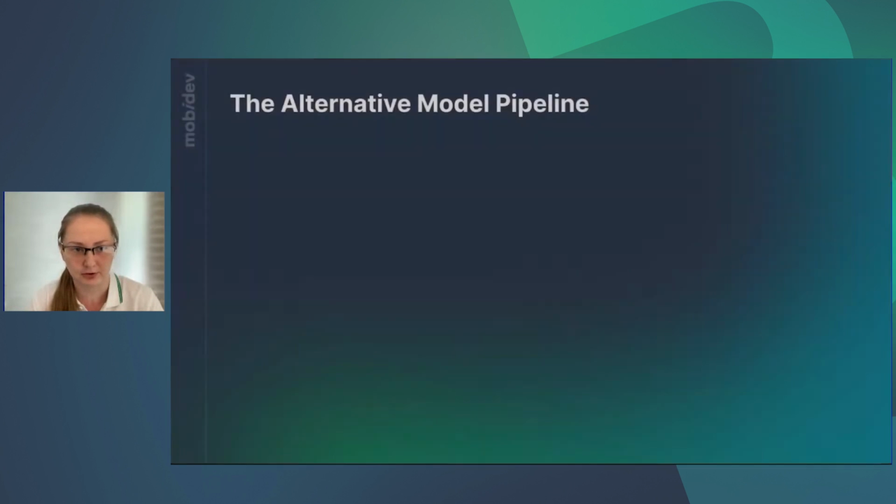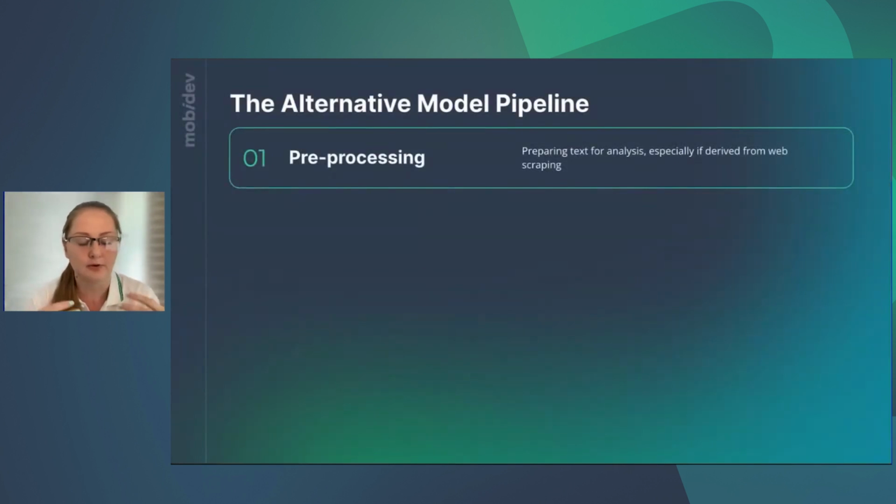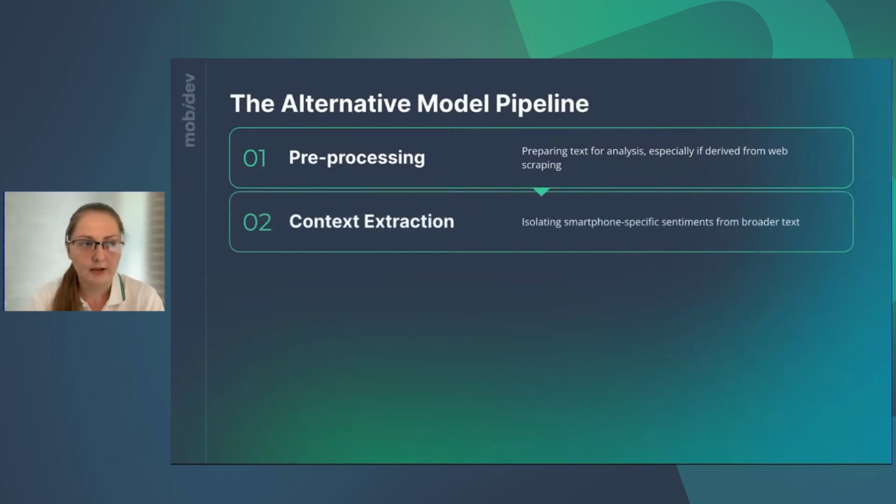So the alternative solution. The alternative pipeline would once again require the same pre-processing step, once again cleaning the data and all this stuff. After the text is pre-processed, we would need to extract the context. The simplest thing which we could do is, we have the names of the smartphones. For example, if the smartphone is mentioned in the article, we can just get a sentence or a couple of sentences around it and extract it and analyze this specific part. But first we would need to extract this.